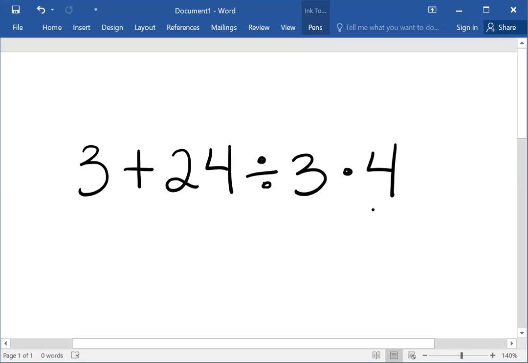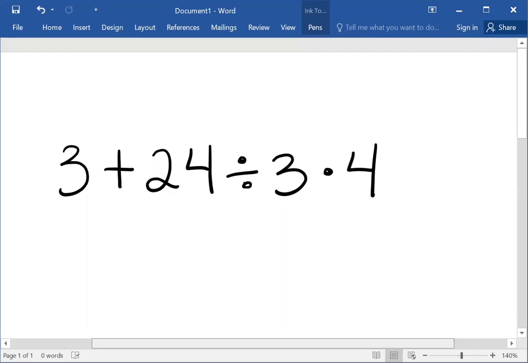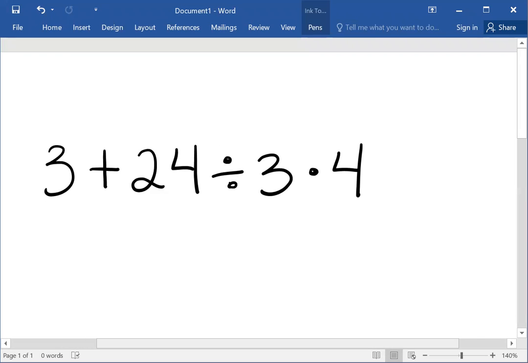Here's number 4. So we're going to start in the same way. We're going to identify what operations we have. We see the plus sign first between the 3 and the 24. So there's addition. We see this division sign next. So we have some division. And then we see the dot between the 3 and the 4, which is multiplication.